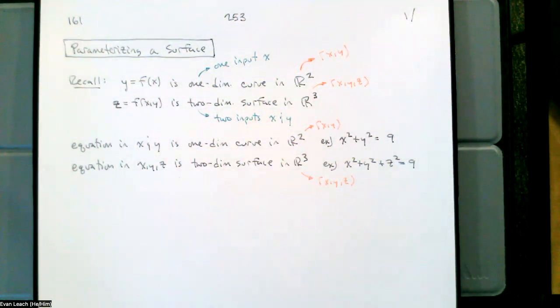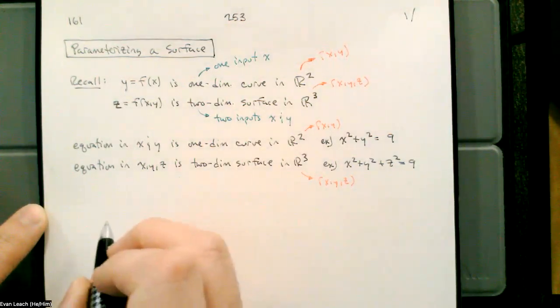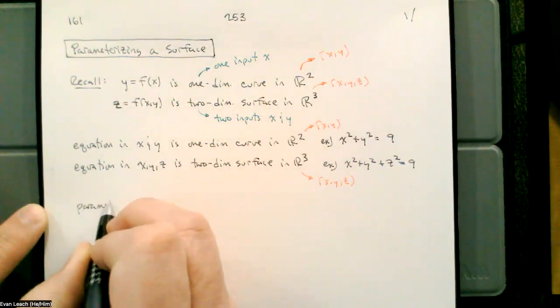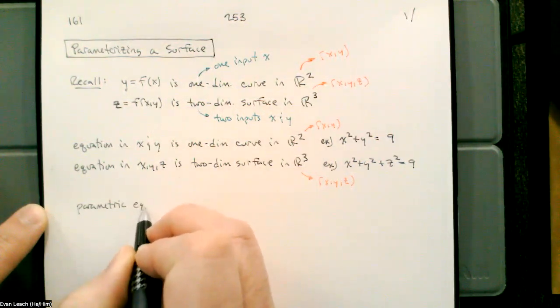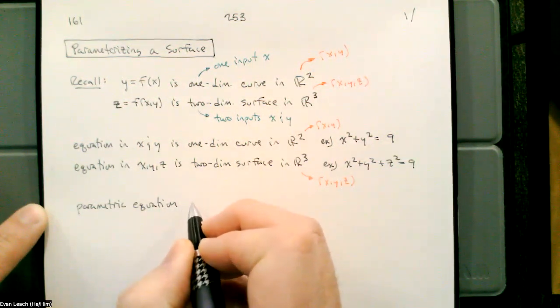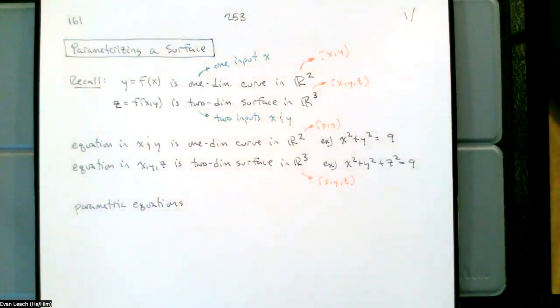There are certain things that equations can do that functions cannot do, but there are certain curves in R2 or R3 that we might not be able to express with an equation or a function. And for that, we introduced the idea of parametric equations.